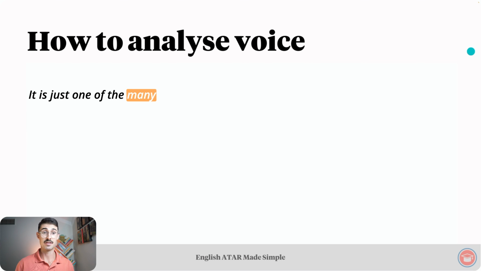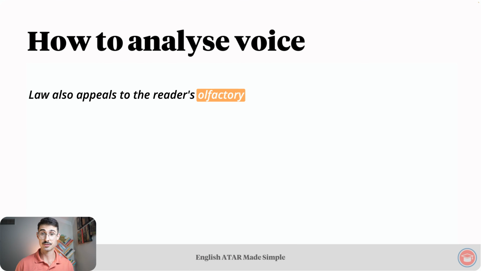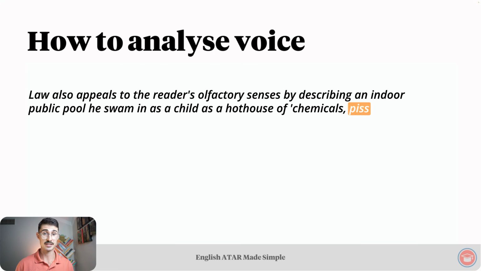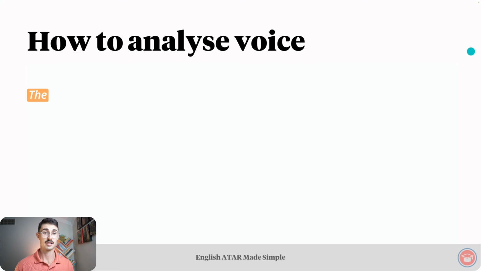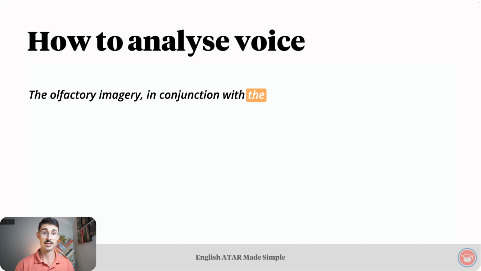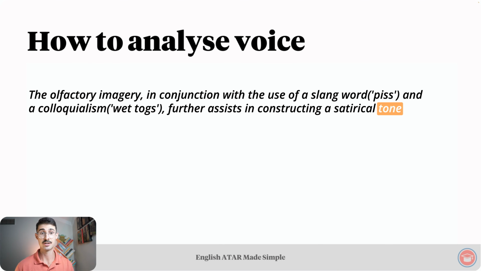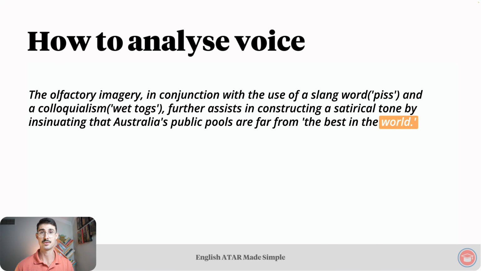It is just one of the many instances of his self-deprecating, humorous tone in the text. Law also appeals to the reader's olfactory senses by describing an indoor public pool he swam in as a child as a hothouse of chemicals, piss, and wet togs, a combination of scents many Australians are familiar with. The olfactory imagery, in conjunction with the use of a slang word, piss, and a colloquialism, wet togs, further assists in constructing a satirical tone by insinuating that Australia's public pools are far from the best in the world.